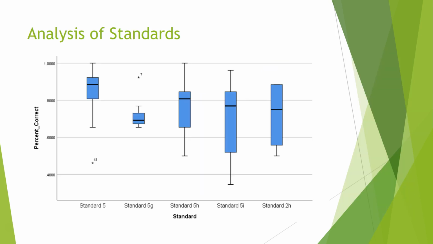The first thing I did is a little bit of analysis of the standards. I used the average, or the percent correct, for each of the questions and analyzed it by standard. I plugged it into SPSS and produced this box and whisker plot here. Things that jump out: the first thing is that standard 5, or 5G, sorry, had the lowest average of all of the standards.